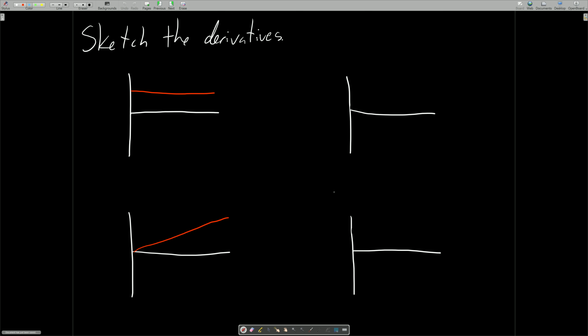Let's work on some simpler examples to get the fundamentals down. First, we have a straight red line here. When you have a straight, flat line, your slope is 0. When your slope is 0, that means your derivative graph is on the x-axis. And so since this is a straight line, the slope is always 0, then this derivative graph will always be on 0 here.